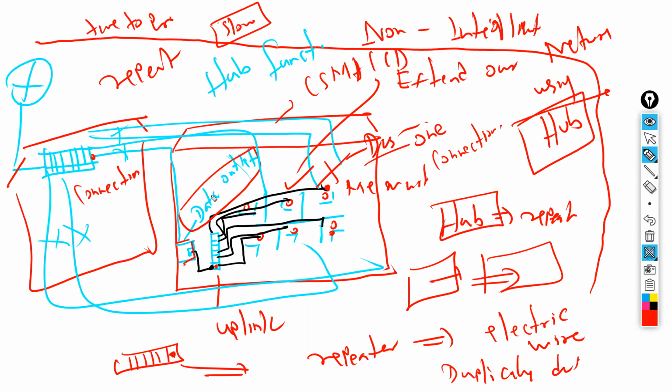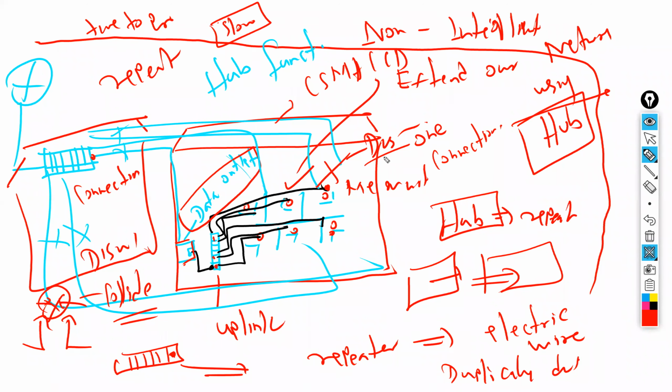Assuming that at the same time these two computers want to communicate, what will happen? Because they use the same medium. One person is trying to use it, another person is trying to use it. They are sending data and they are sending data. Their data will collide. Collide means data will be discarded. So that is the biggest problem in hubs.